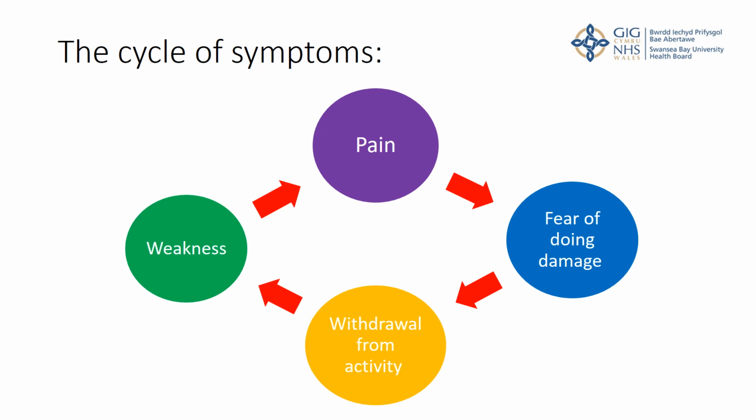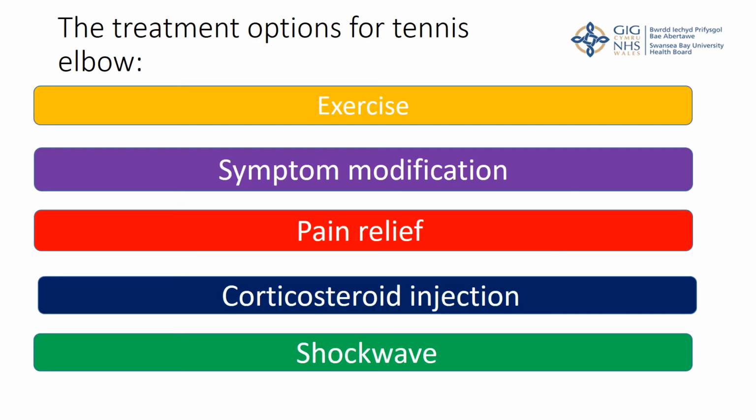This cycle may continue. It is important that we try to break this cycle in order to speed up the recovery process. So what are the treatment options for tennis elbow, and how can we break that cycle of symptoms? Well, there's exercise, symptom modification, pain relief, corticosteroid injection, and shockwave therapy. We'll discuss all the treatment options in the next few slides.